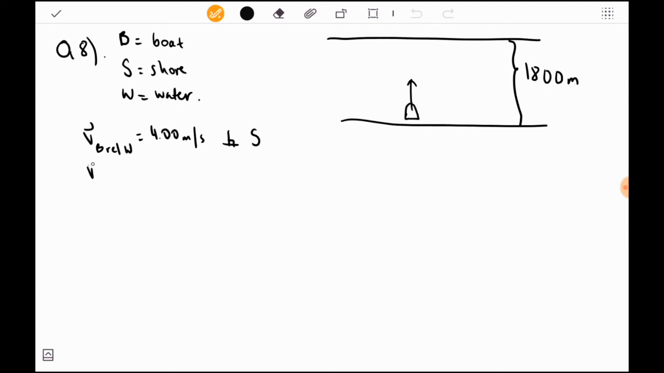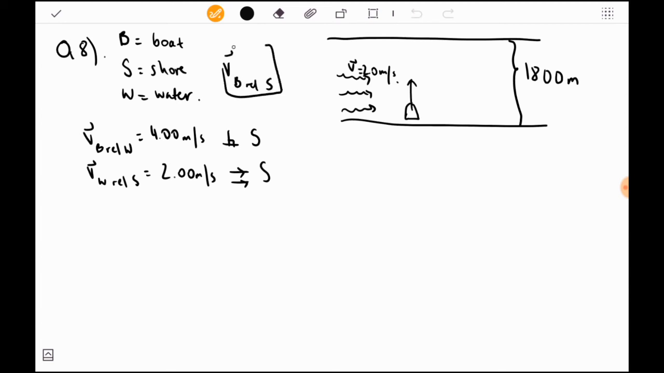I know that the velocity of the water is 2 meters per second, and that's parallel to the shore. So we've got the water coming through here at 2 meters per second. You can see in this diagram how we're going to add up the velocity of the boat relative to the water and the water relative to the shore to find the velocity of the boat relative to the shore. So that's what we ultimately want to find.